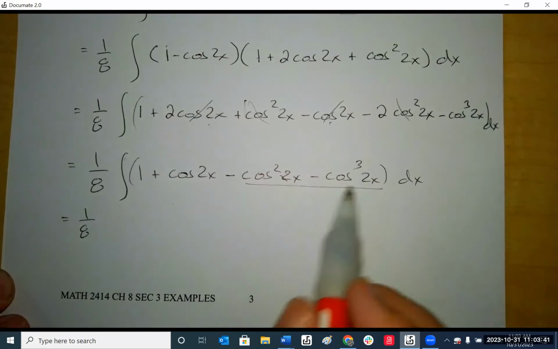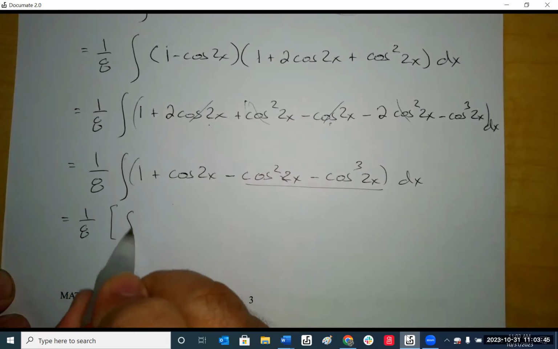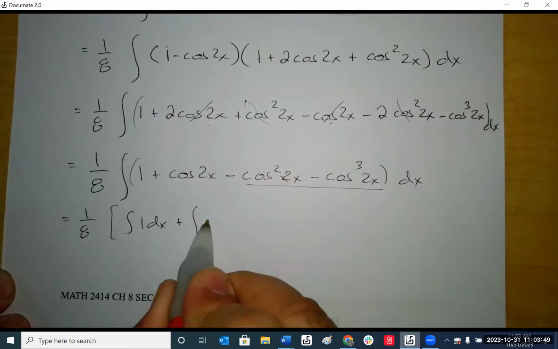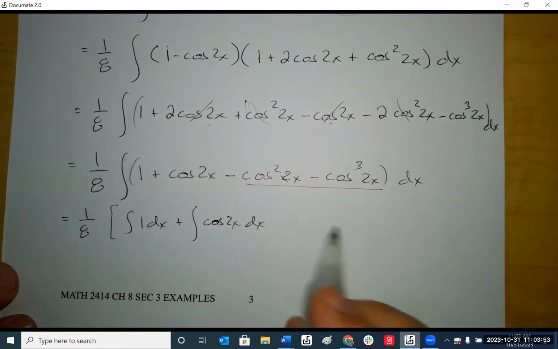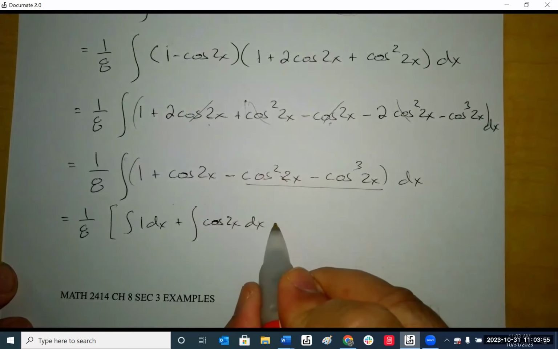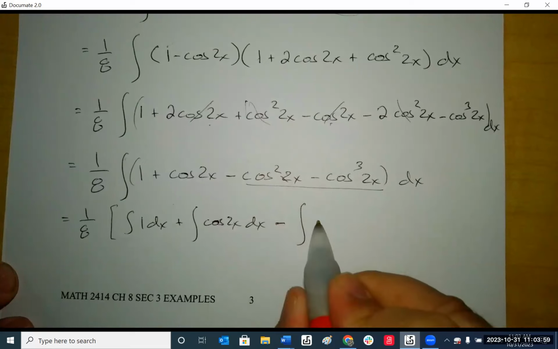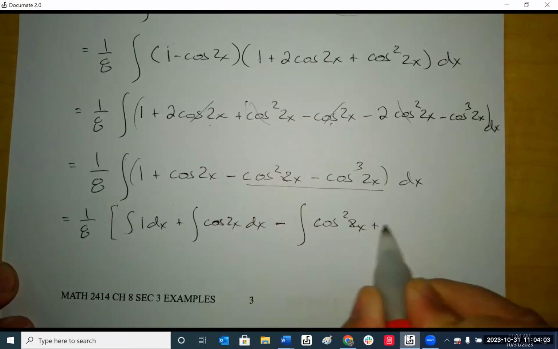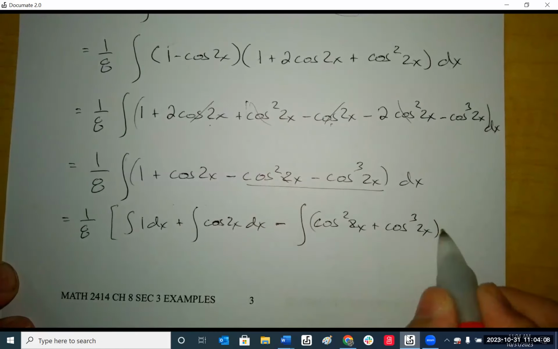Since these have powers, these first ones are going to be pretty easy. So we have the integral of 1 dx plus the integral of cosine 2x dx, take out the minus sign, cosine squared 2x plus cosine cubed 2x dx.